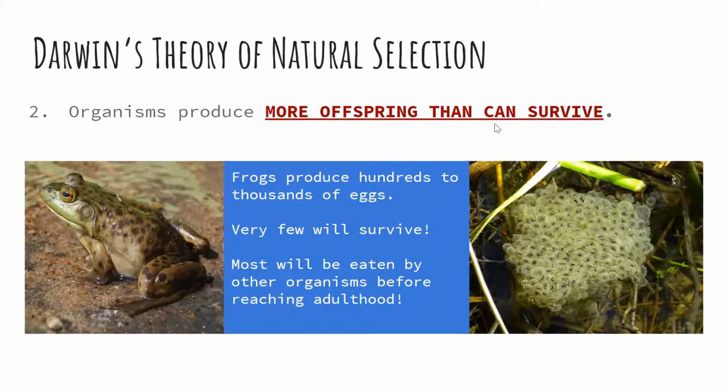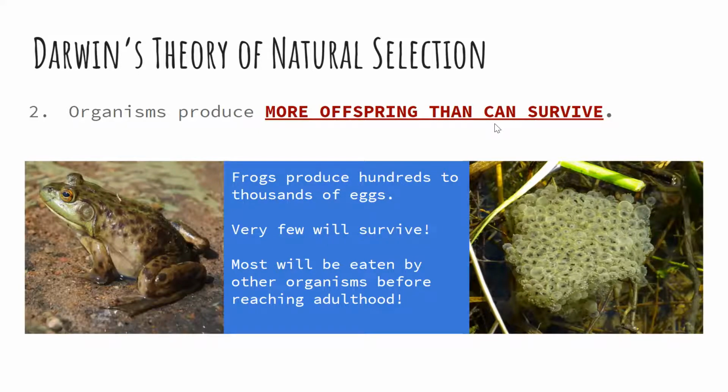His second principle of natural selection was that organisms need to produce more offspring than can survive. Take frogs, for example. They produce hundreds to thousands of eggs, but very few of them will survive because most of them will be eaten before they reach adulthood. Because of the hostile environment and where the frogs are on the food chain, they have to make more offspring so that they can have a chance to pass on at least just a few of their genes.